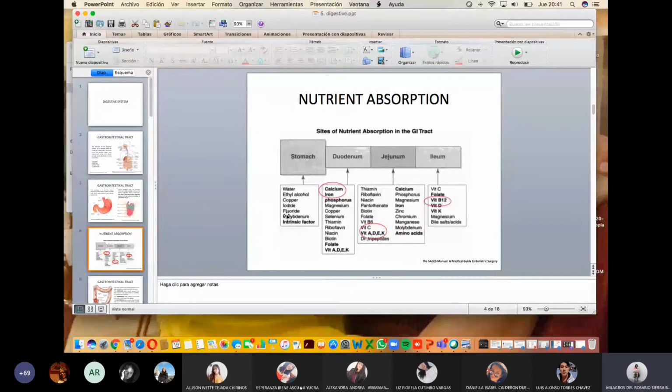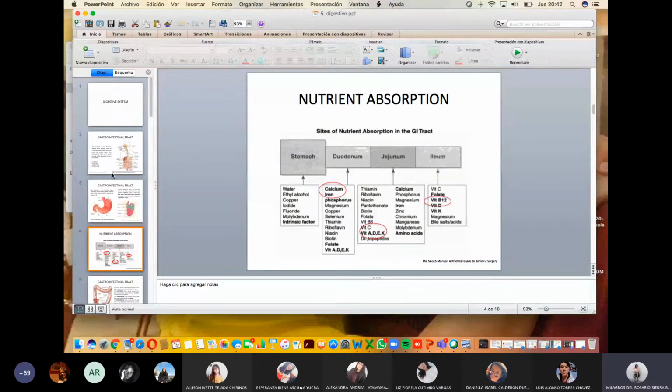There are different nutrients that are going to be absorbed in different parts of the small intestine. For example, in the duodenum, you have the absorption of calcium and iron. In the jejunum, you have the absorption of the liposoluble vitamins like A, D, E, and K. And in the ileum, you have the absorption of vitamin B12.